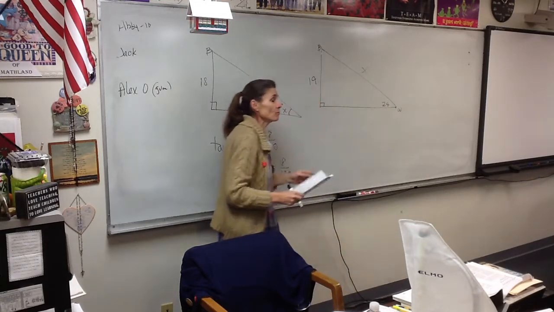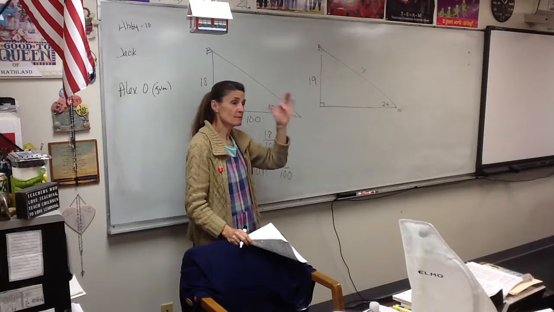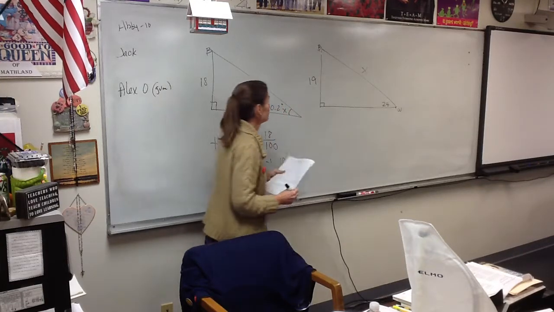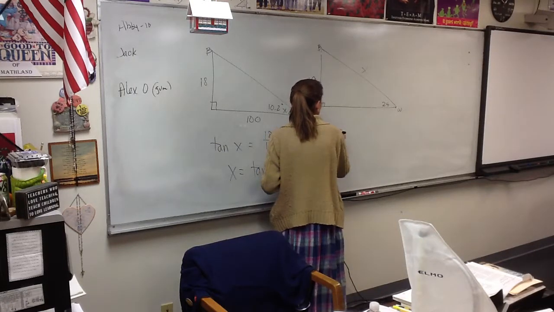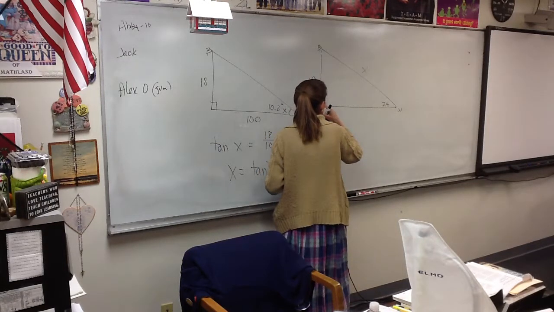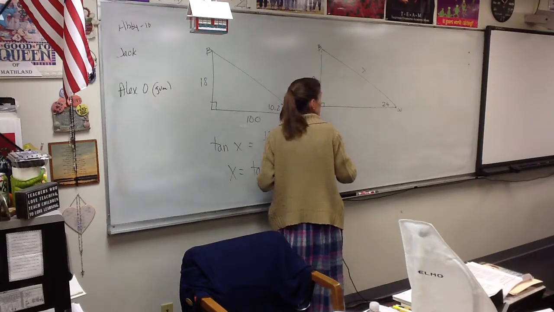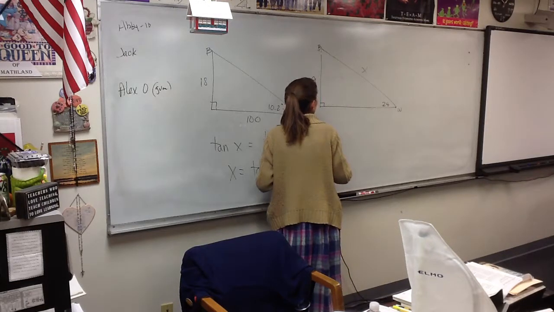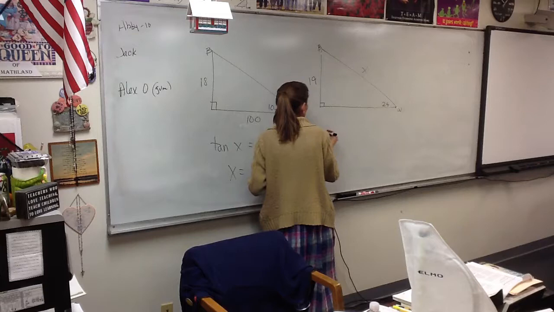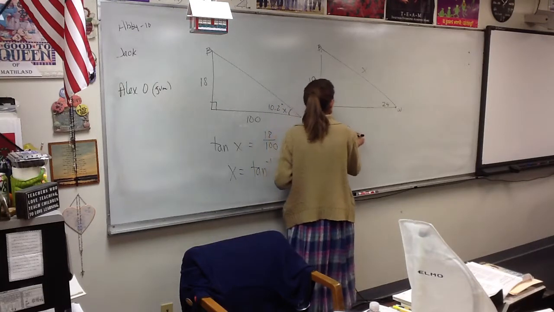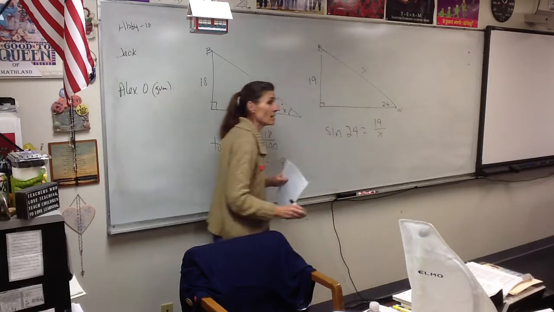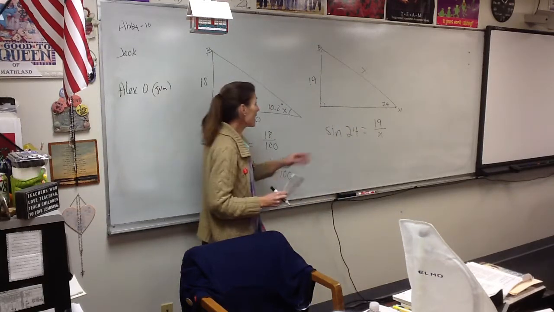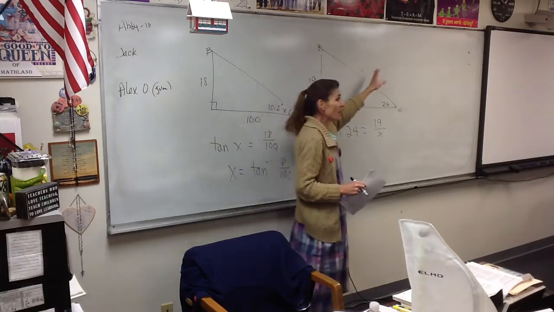Now, which function? Remember, you're going to write an equation. It's going to be sine, cosine, or tangent. It's opposite and adjacent, so that's tangent. Actually, I don't think this is opposite and adjacent. Oh, opposite and hypotenuse, so it's sine. Sine 24 equals 19 over x. Is everybody okay with that? We have the opposite and the hypotenuse this time.